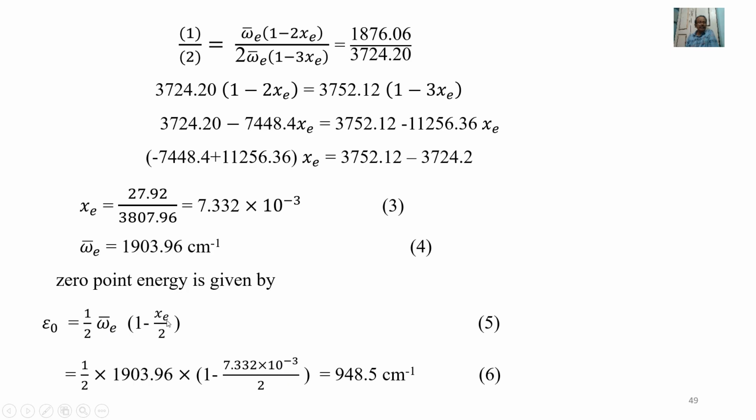Now we know the expression for zero-point energy is given by 1/2 the oscillation frequency times (1 minus xe by 2). Substitute all the values here. We will have the zero-point energy given as 948.5 cm^-1.